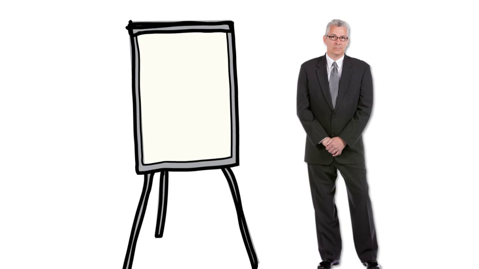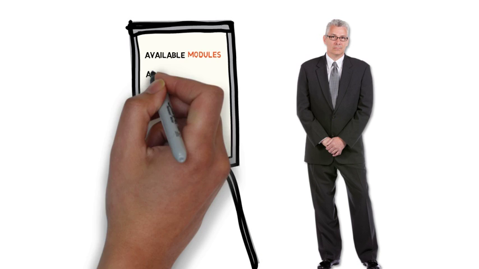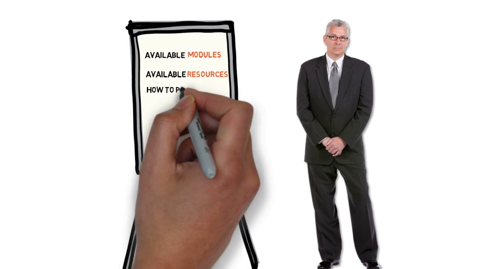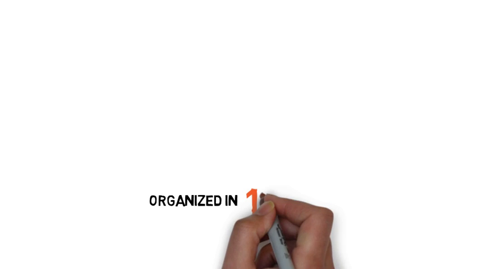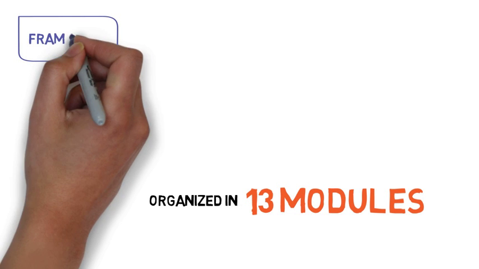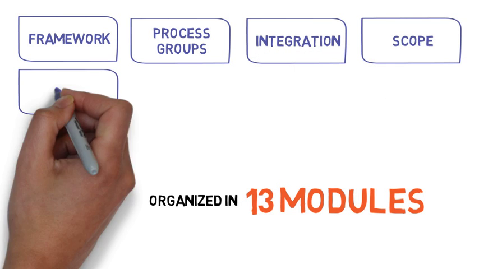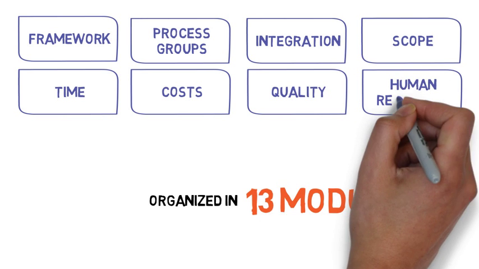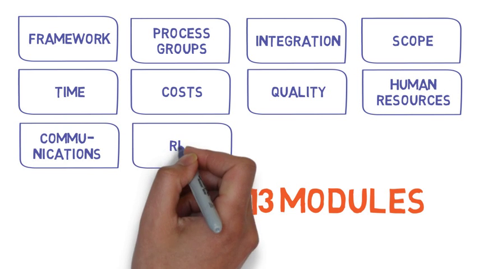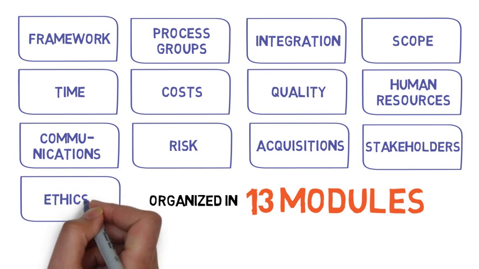At the end of this lesson, you should be familiar with the following topics: available modules, available resources, and how to prepare a study plan. The course is organized around 13 modules: framework, process groups, integration, scope, time, costs, quality, human resources, communications, risk, acquisitions, stakeholders, and ethics.